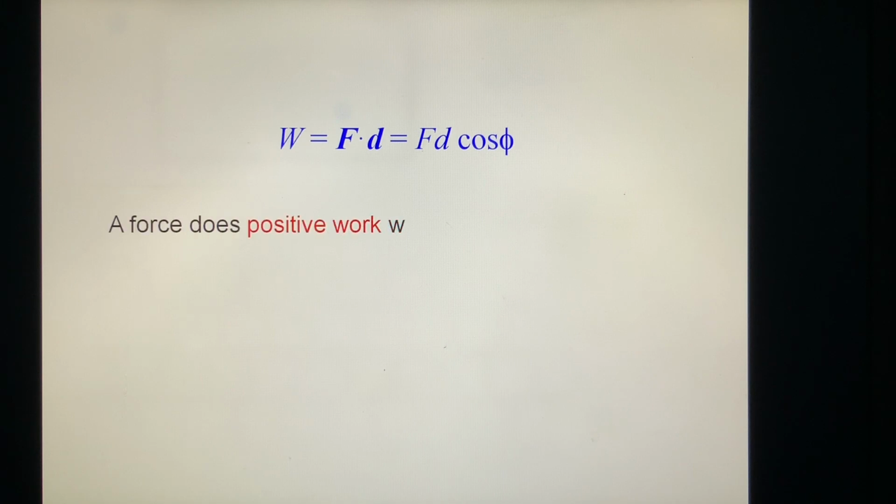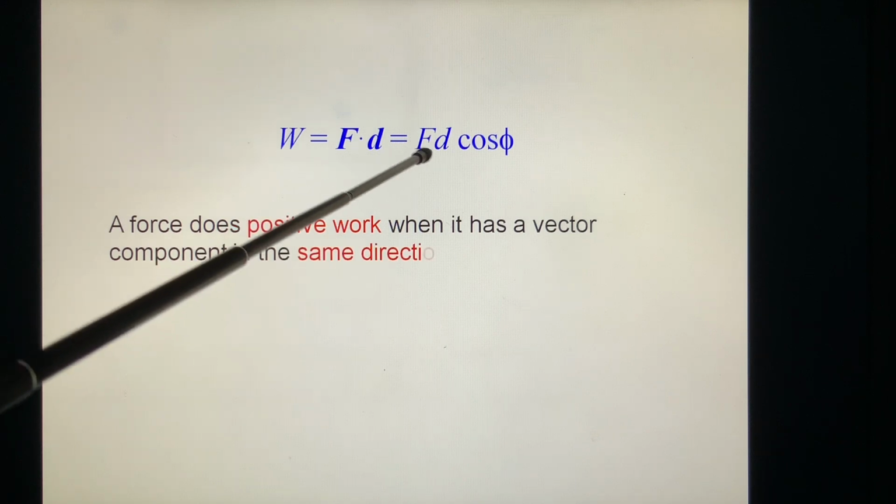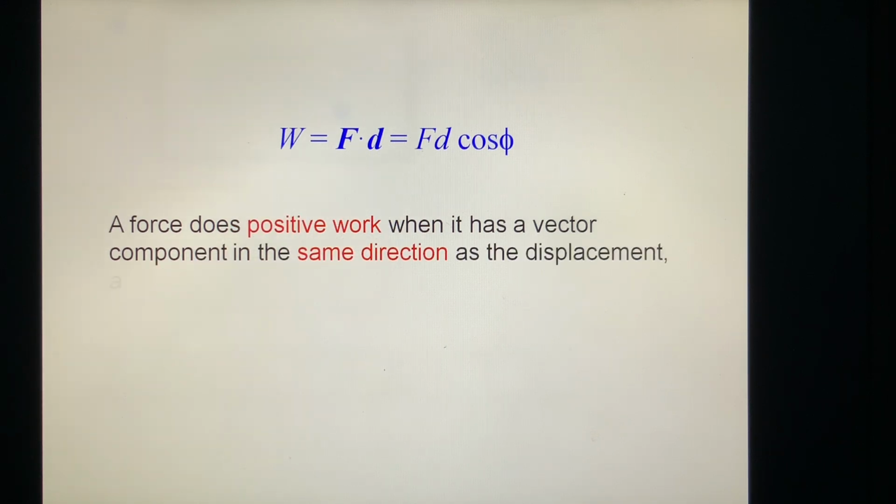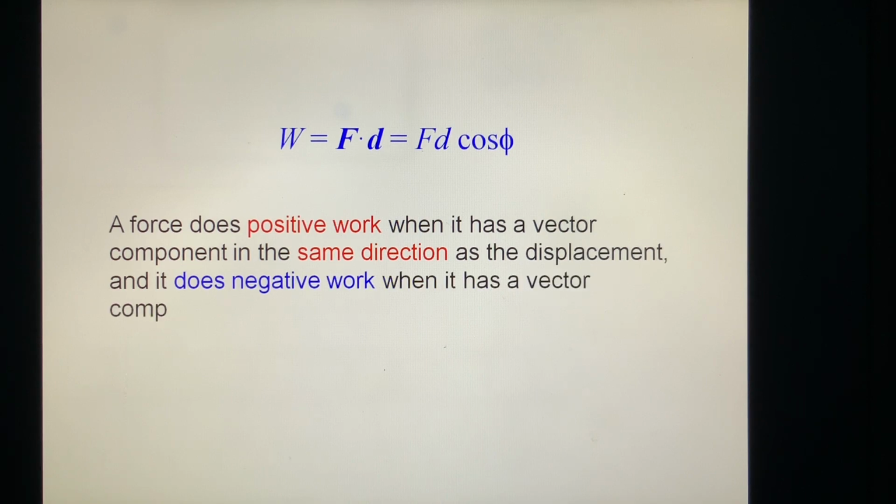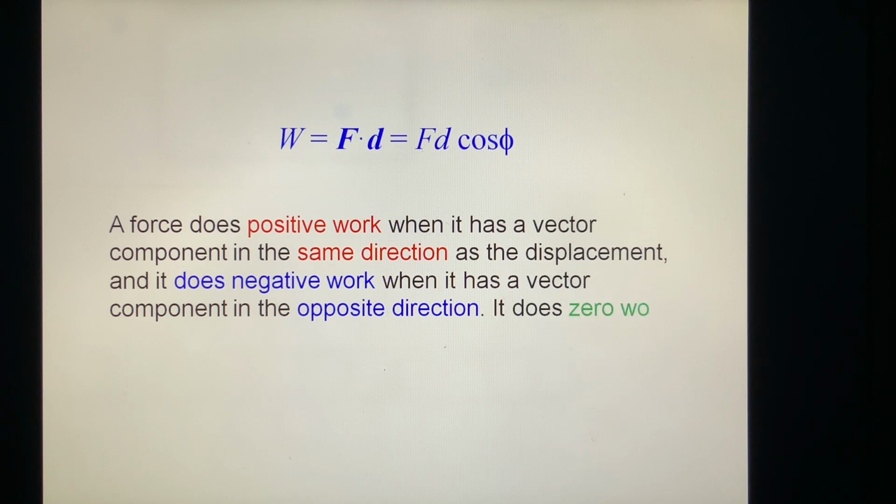A force does positive work when it has a vector component in the same direction as the displacement, and it does negative work when it has a vector component in the opposite direction. It does zero work when it has no such vector component. In other words, phi is 90 degrees.